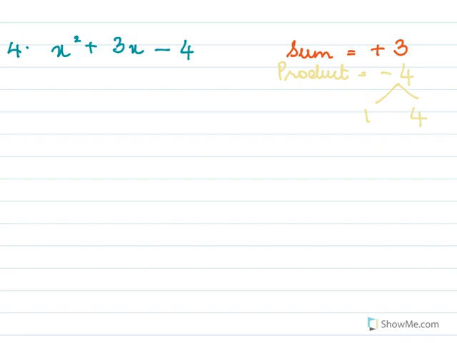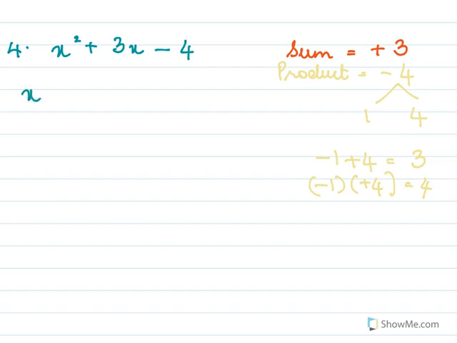Now the factors of 4 are, of course, 1 and 4. Add 1 and 4, you get 5. Subtract 1 and 4, and you will get 3. So the factors could be 1 and 4. So 1 minus 4 is minus 3, so that won't do. We need plus 3 here. So we're going to take minus 1 plus 4, which is 3. And when you multiply minus 1 and plus 4, you get minus 4.